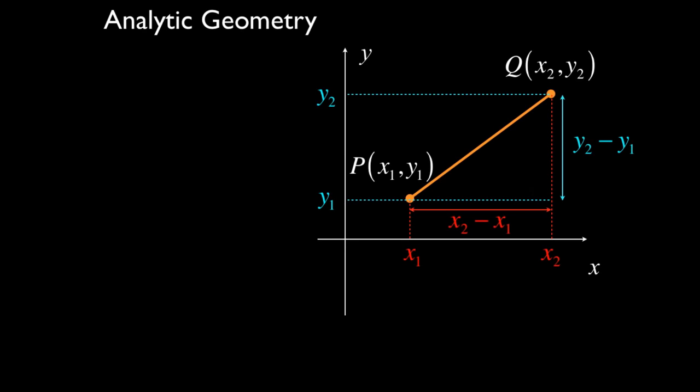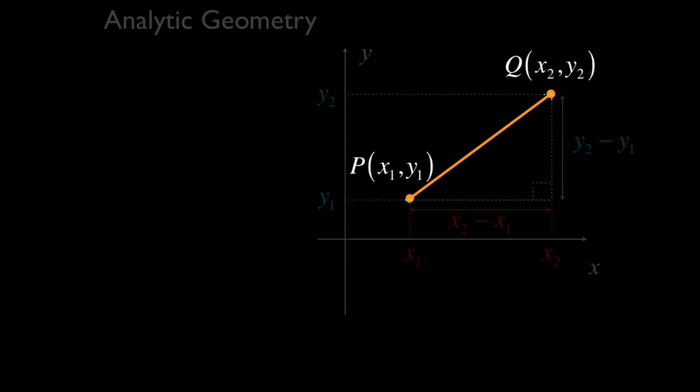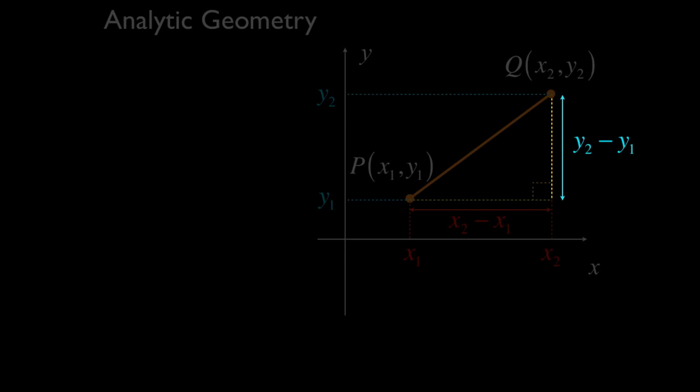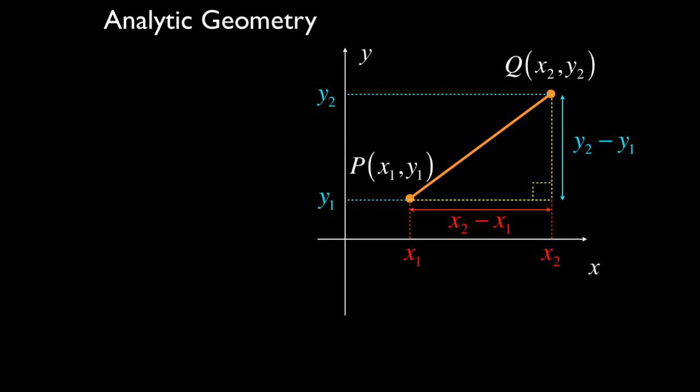And now we become very interested in this right triangle that I've marked in yellow, connecting the 2 points P and Q. We have 3 sides to this triangle. We have the side PQ, which represents the hypotenuse. We have the vertical side, which is y2 subtract y1, and we have the horizontal side, which is x2 subtract x1.